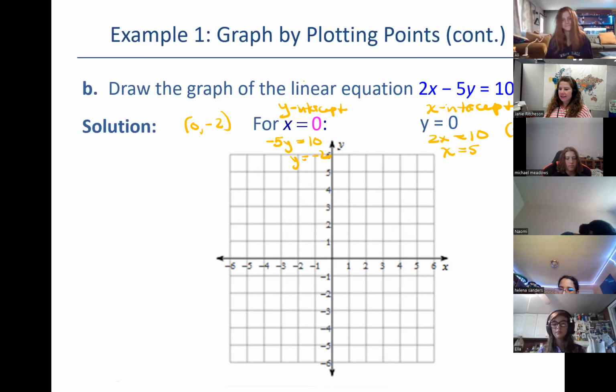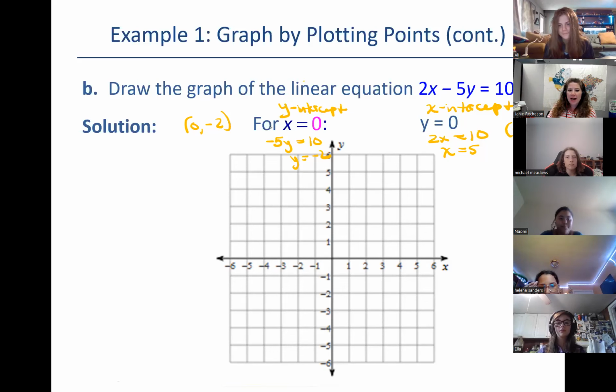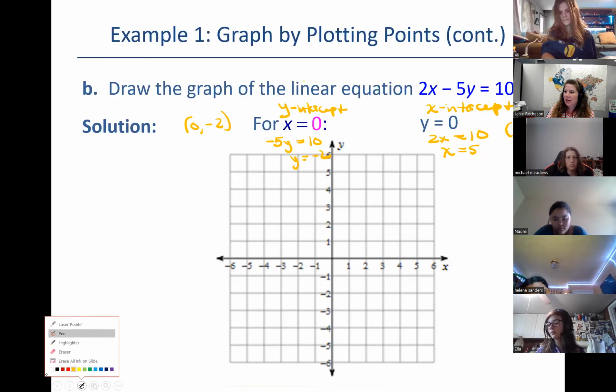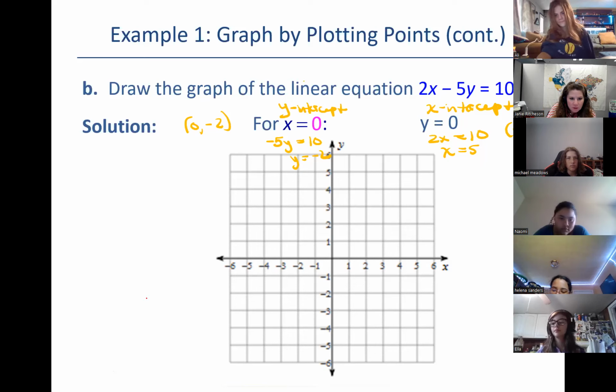All right, you guys, did I give you enough time? All right, so I found the y-intercept was 0, -2. Who agrees with me? Everybody? Yeah. All right. Michael, did you get something different? No, you got it. Ella, did you get the same answer? Good deal. All right, so if we graph 0, -2, we get this right here.